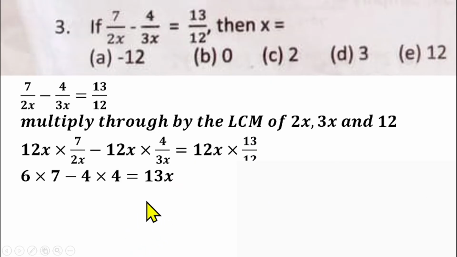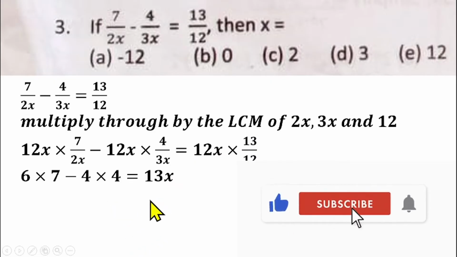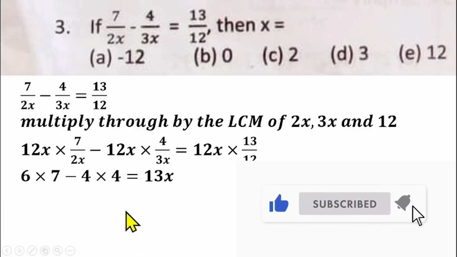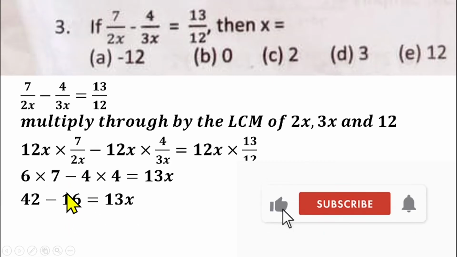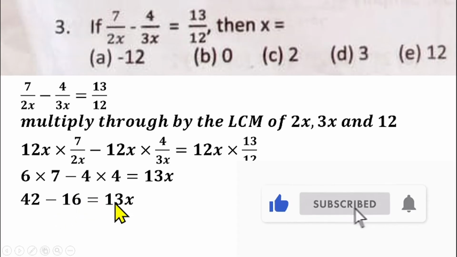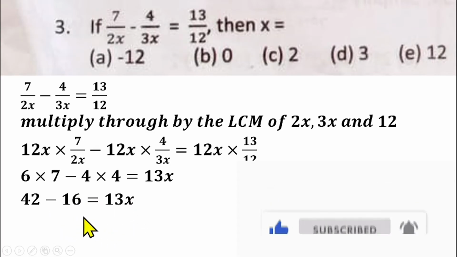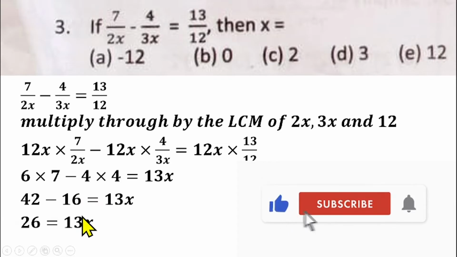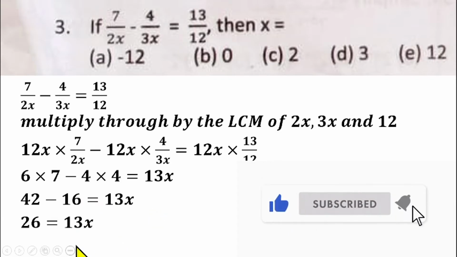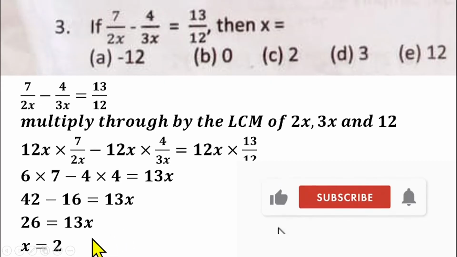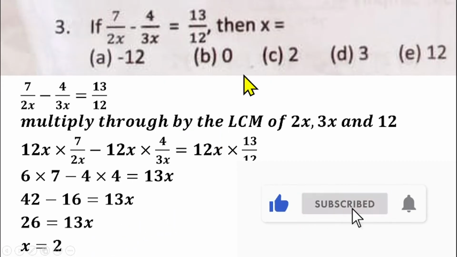So from there, what can we do? If you simplify, 6 times 7 is 42, then minus 16 equals 13x. So 42 minus 16 will give us 26 equals 13x. We can now divide both sides by 13, and that should give us 2. So the value of our x is 2, which makes option C the right answer for question number 3.